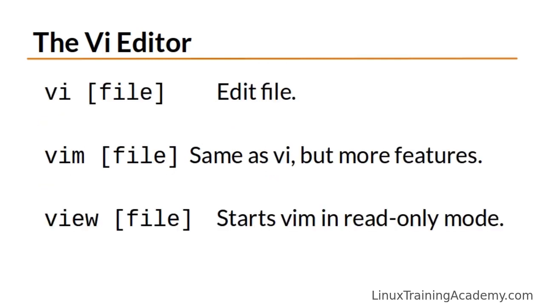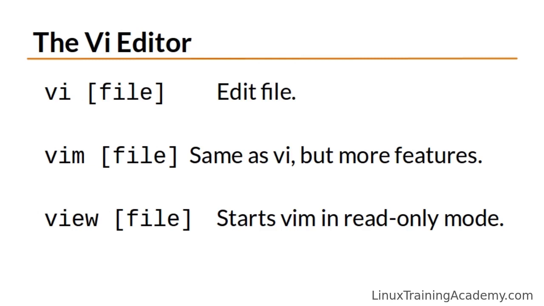To use the VI editor, simply type VI space and the file name that you want to edit. You can also use VIM space file name. VIM stands for VI Improved. It's compatible with all the commands found in VI, however it has some additional features like syntax highlighting and the ability to edit files over the network. On many Linux distributions, when you type VI, you are actually running VIM or VI Improved.